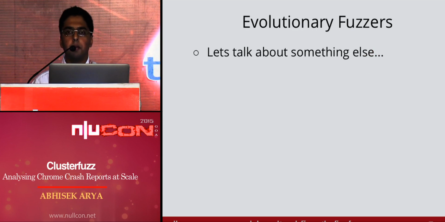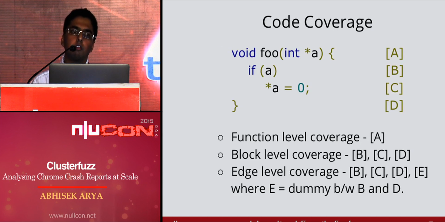So lastly is the evolutionary fuzzers, or what we call intelligent fuzzers. Before we discuss that, let's first talk about code coverage. What does code coverage mean? Code coverage basically tests how much of your code is covered, and that also gives us how much surface area we are testing in the code for security.